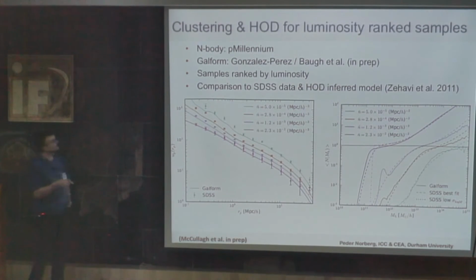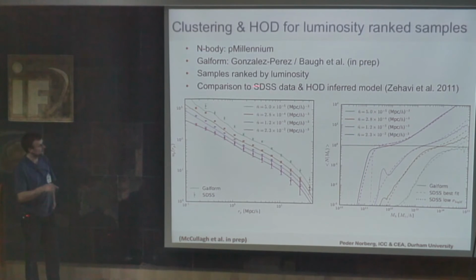Now the last part, what I will consider, is clustering and HOD for luminosity ranked samples. And it's going back to a bit of what I showed yesterday. In that sense, it's looking at what is the assumption we have made for making your HOD model and so on. So this just gives you an idea of the background: the model is a different simulation, a different galaxy formation model, because it's a different cosmology, so slightly different. Sample ranked by luminosity, and we compare to SDSS data and HOD inferred models from Zehavi et al.